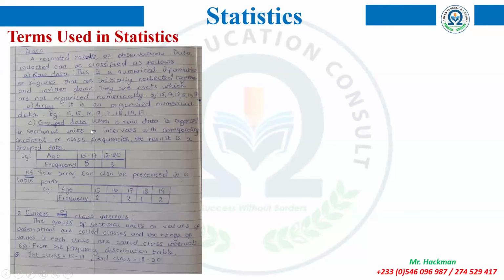So it's the same data that I'm organizing from the raw form to the array and now to the grouped data. That will give me a count of 5. Then 18 to 20, in this section I'm going to have 1, 2, 3. So the frequency will be 3. As simple as that. Is my point well made so far?